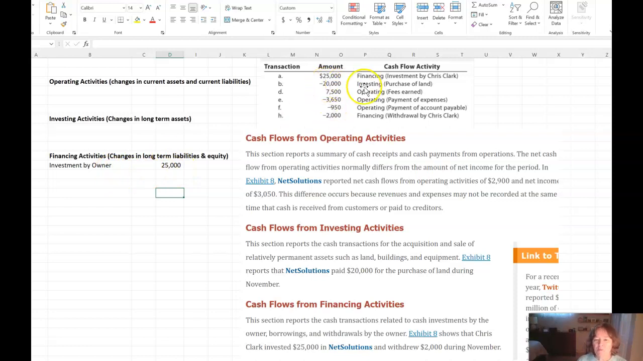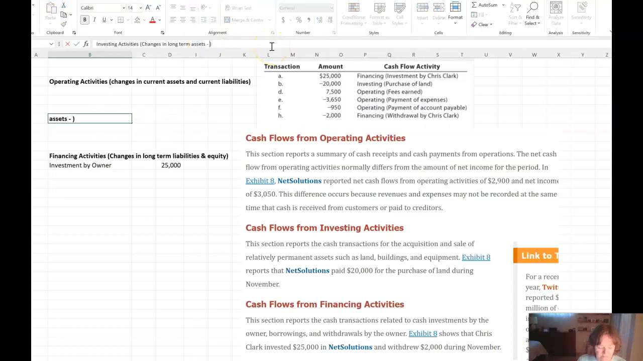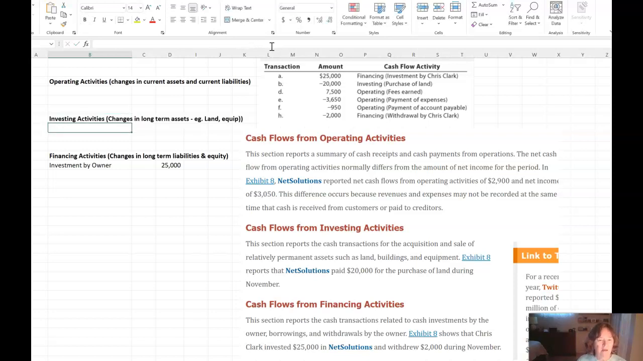Then the next one would be a purchase of land. This is a change in long-term assets, so I'm going to put here, say, land or equipment. Land or equipment would be a good example. We've got a purchase of land, so that would be a cash outflow. Just think about how it affected cash. If we bought land, cash would go down, right? So I'm going to put in a negative 20,000. There's a decrease in cash.